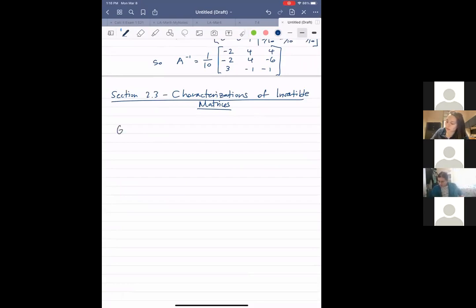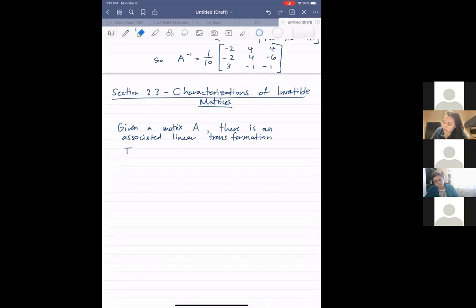So we know that given a matrix A, and in this section we're always talking about n by n matrices, but given any size matrix, actually, we have an associated linear transformation. Right, we learned about this. It's defined by just taking that matrix A and multiplying it by your variable x, right?